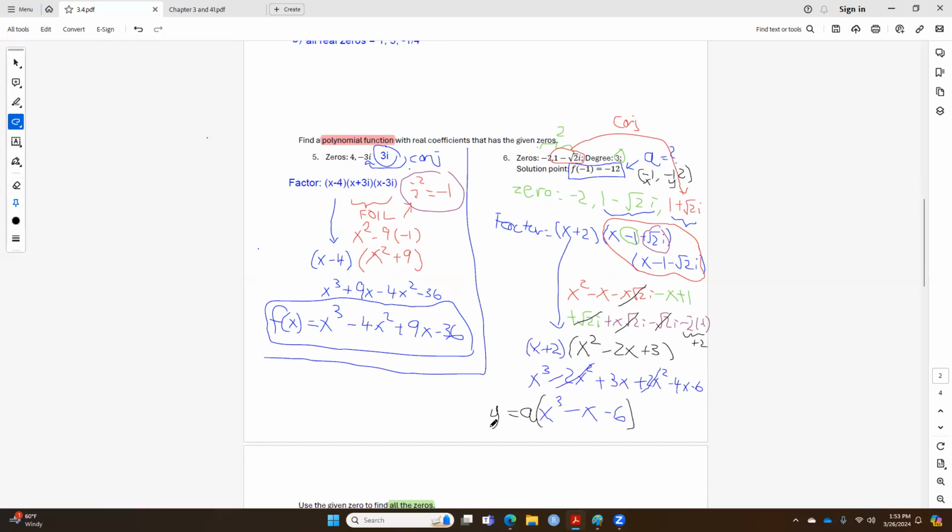So y is -12, so I'm going to write that right over here. So -12 equals a times x, in this case x is -1. So you get -1 cubed minus -1 minus 6. So I just plug in my x to become -1 and my y to become -12 to solve for a. So this will give me -1, and this will give me +1, and this is giving me -6.